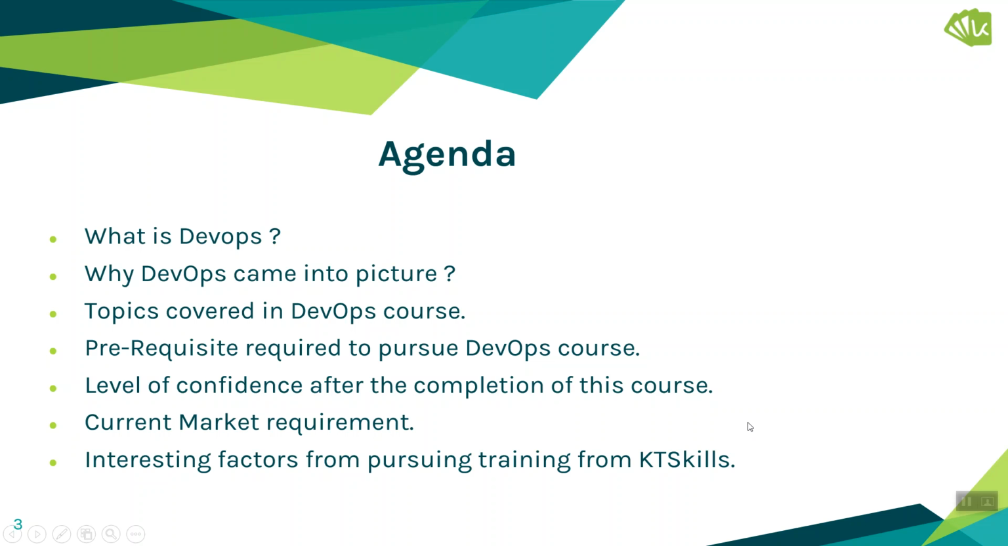So these are the agendas which we will be covering today. We will just cover the basic ideas about the agendas which you see on this slide. So we'll see what is DevOps, why DevOps came into picture, the topics which will be covered in our DevOps course in KT Skills, what are the prerequisites required to pursue DevOps courses, level of confidence after the completion of this course, what is the current market requirement, and interesting factors from pursuing training from KT Skills. And let's move to the first slide.